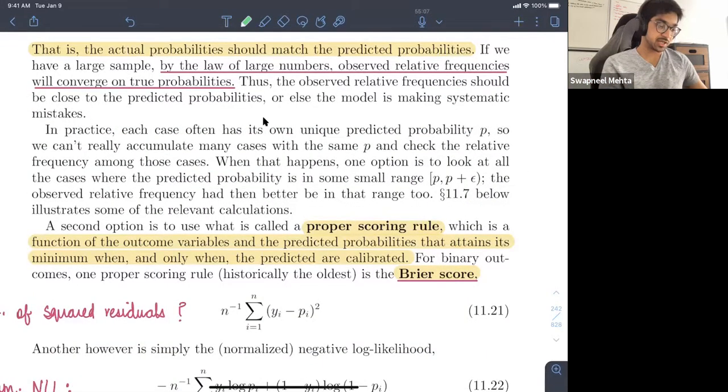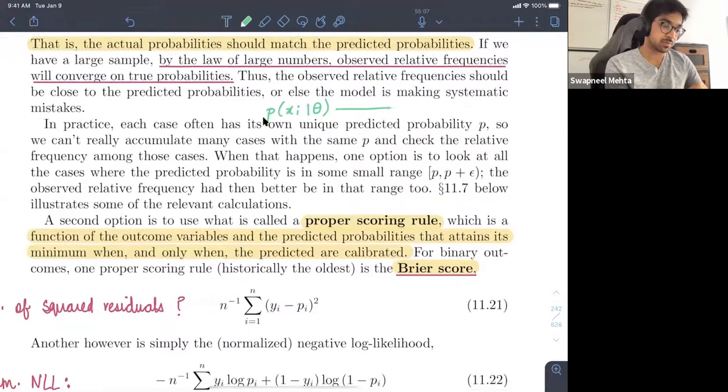In practice, each case often has its own unique probability. So P of xi given theta will vary with each xi. We can't really say that all of these have the same probabilities, like you won't have multiple xi's being the same. But if the xi's are reasonably close, then the pi's will be reasonably close. So you can take this interval p plus epsilon, and say, within this range, this is the predicted probability. So hopefully the data exhibits the same pattern.